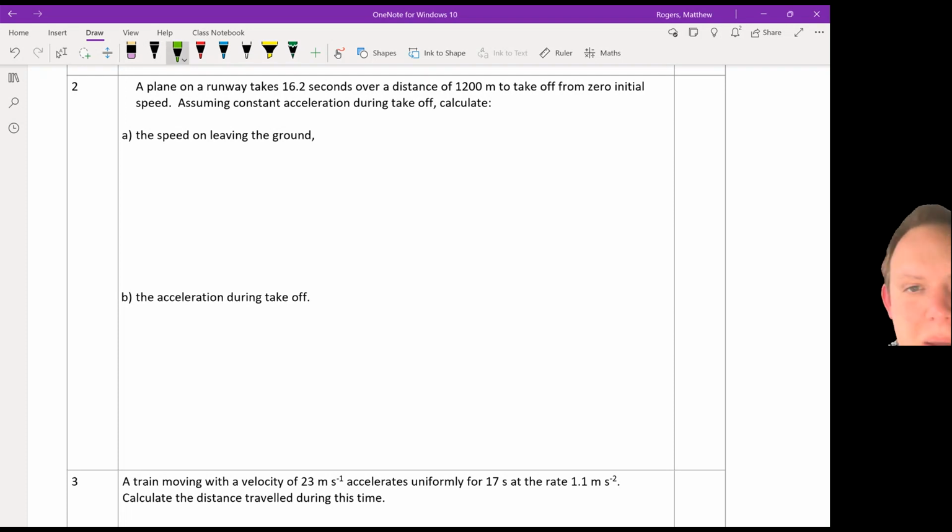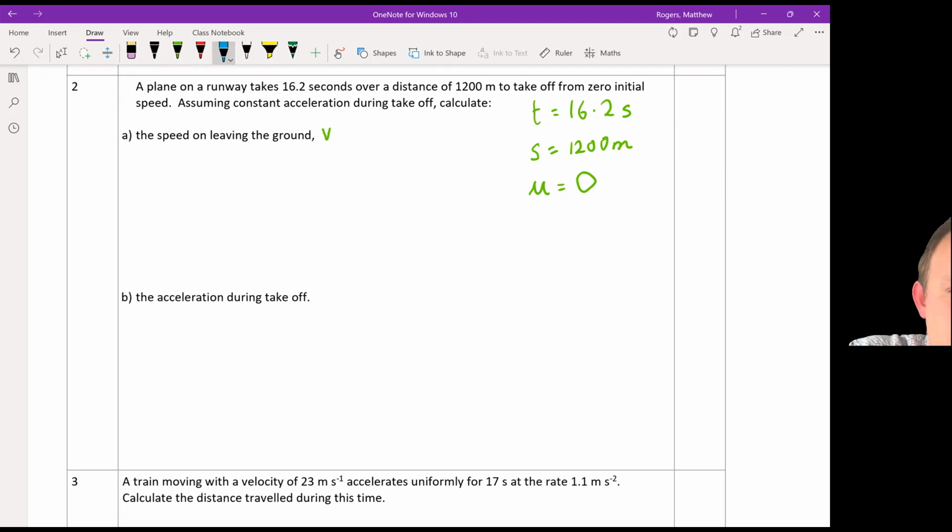So if we note down the information that we've been given, we know that the time over which the acceleration happens is 16.2 seconds. The displacement is 1,200 meters, and it starts from an initial 0 speed, so the value of u is equal to 0. We're asked to find its speed on leaving the ground, so we want to find in the first part v, the final velocity. If we look at the 4 quantities that we have, the equation that we want to use is s is equal to u plus v over 2 times t.